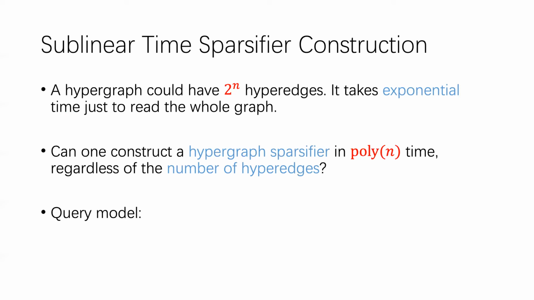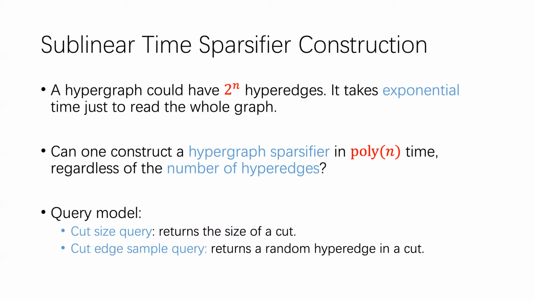To answer this question, like many other sublinear time problems, we need to first consider how we access the graph. In this work, we consider the query model and allow the following 2 queries. The first one is the cut size query. It allows us to query a cut and returns the size of the cut. And the second one is the cut edge sample query. It also allows us to query a cut, but then it returns a random hyperedge crossing the cut.